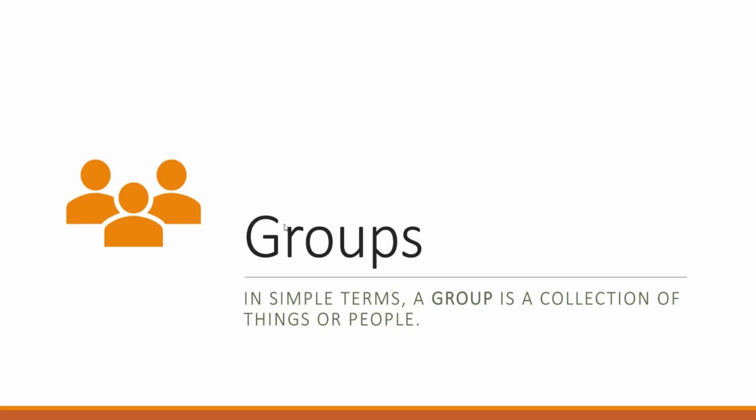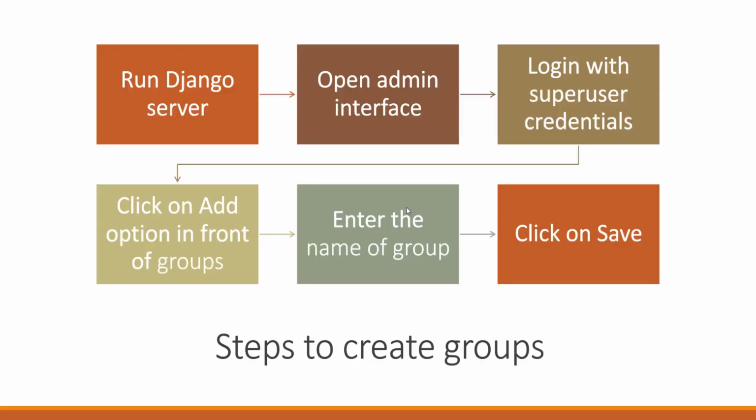So till now, we have learned what a user is, what the different types of users are, and how to create a user. Now we will move one step further and discuss what groups are. In simple terms, a group is a collection of things, or we can say people. Now we will learn to create groups in Django using the admin interface. Before you start creating a group, once again keep one thing in mind: you must be a superuser in this case also, as in user creation.